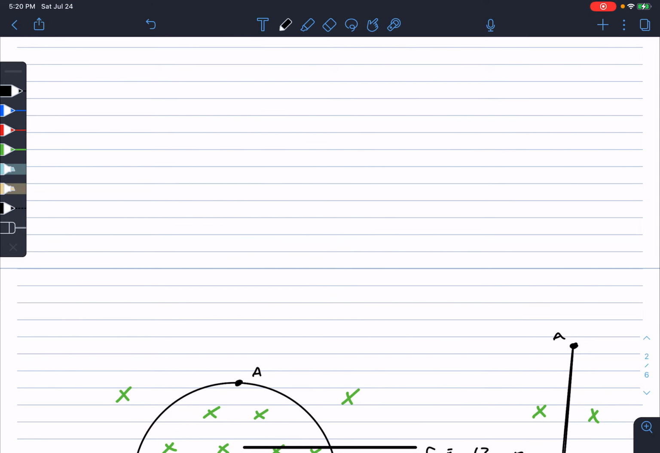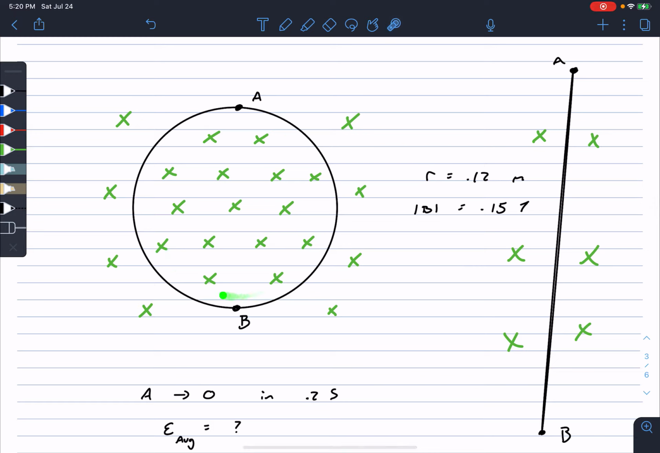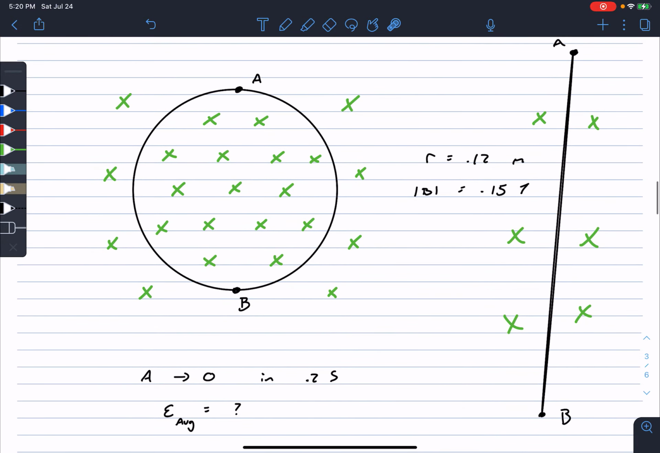Okay. Next problem, this is number 10. We're given a coil of wire, and it's sitting in a B field, right? This is a magnetic field going into the page. We are told that the radius is 0.12 meters. We're told that the field strength is 0.15 Tesla. Then we're told we grab points A and B and we stretch them apart, right? We pull them until the coil flattens out, and then there is no flux going through the coil at all.